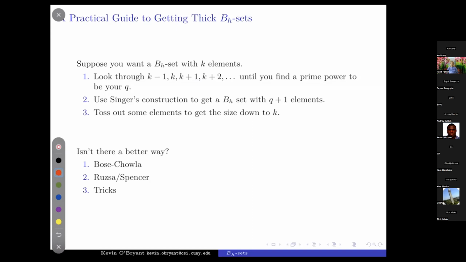All right, so that's pretty straightforward. We'd like to be able to get thicker ones. Okay, so is there a better way?